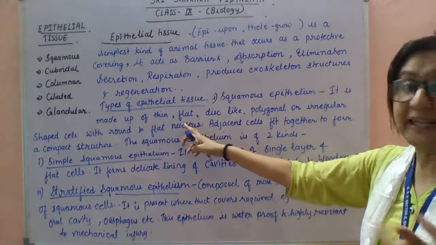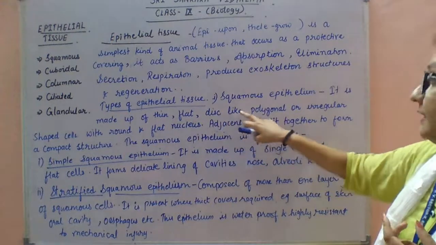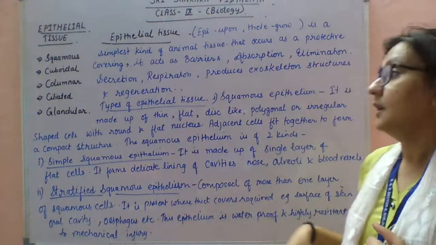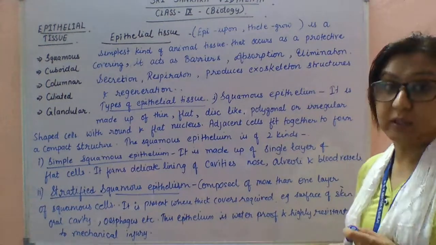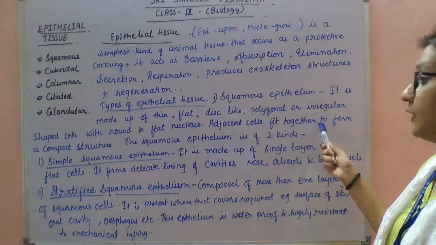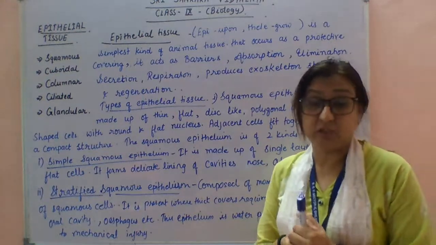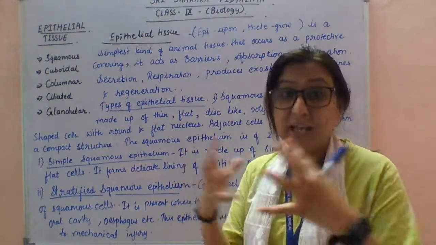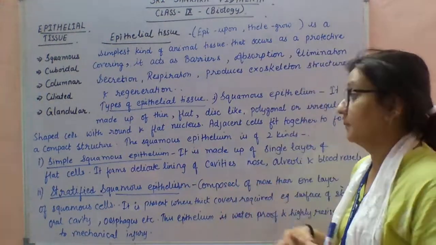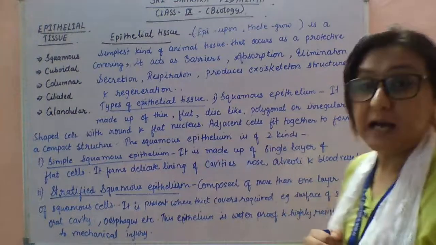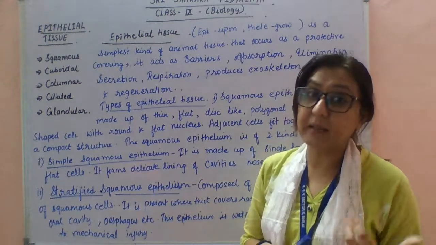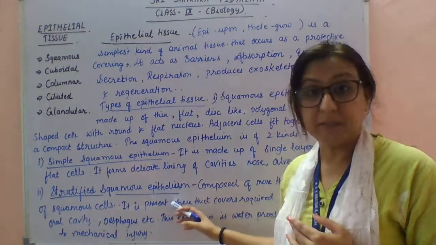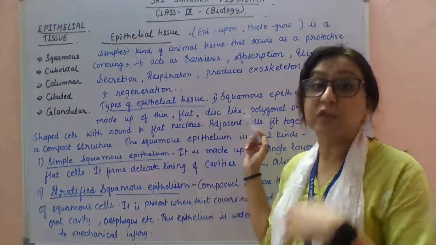Squamous epithelium is made up of thin, flat, disc-like, polygonal or irregularly shaped cells with a round and flat nucleus. Adjacent cells fit together to form a compact structure. Compact structure means the intercellular spaces are very few; the cells are compactly arranged. Squamous epithelium has two types: simple squamous epithelium and stratified squamous epithelium.